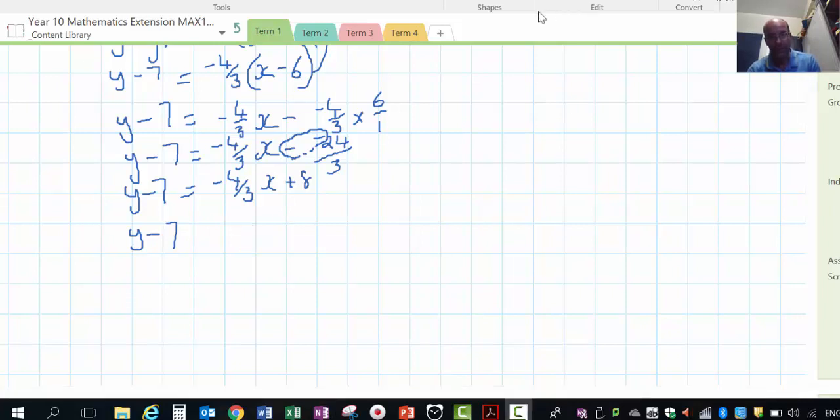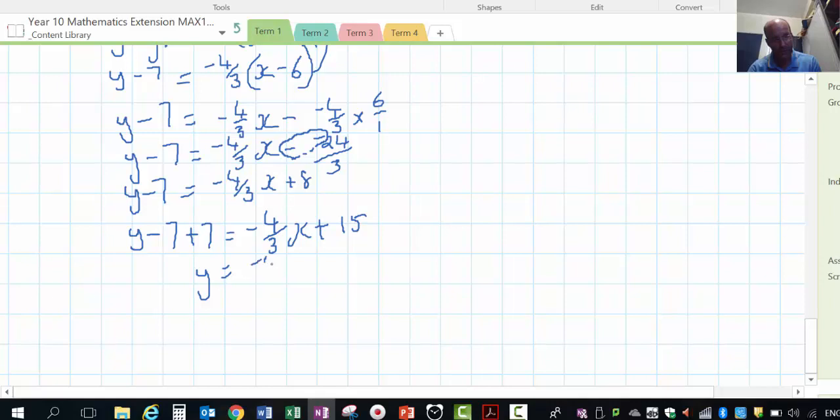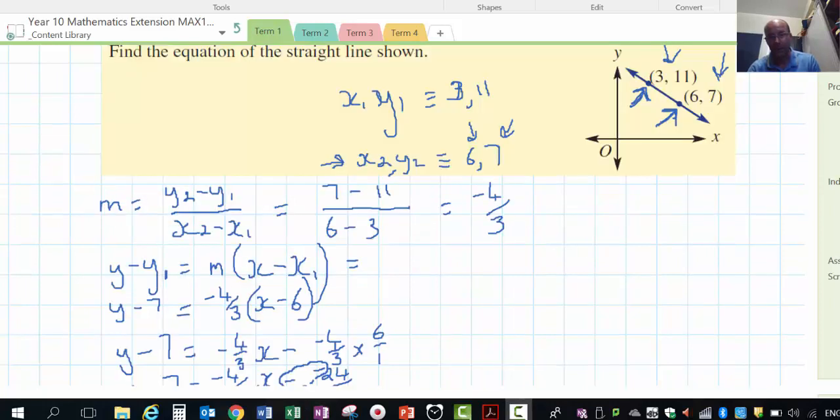Let me just back up there, sorry, I jumped the gun a little bit. Now what I want to do is get the 7 on the right hand side, so I need to undo the negative by adding 7. Got to add 7 to this side, so that'll be 15. 8 and 7 is 15. So we've got y equals negative 4/3 x plus 15. Now there was another way of doing this.